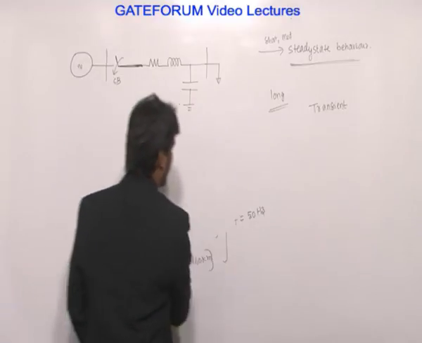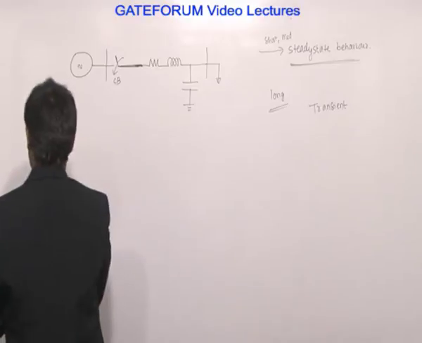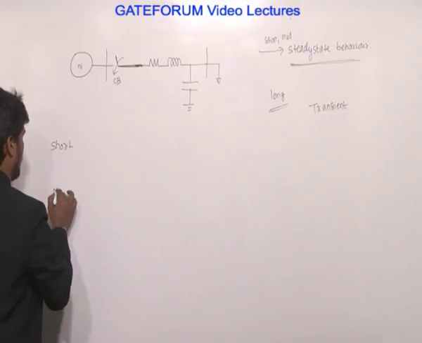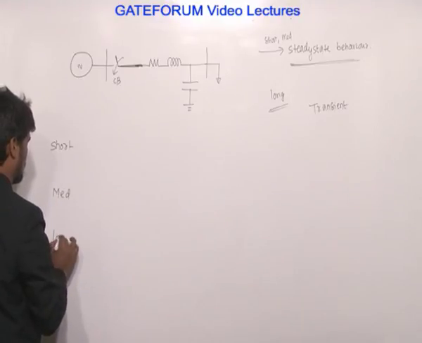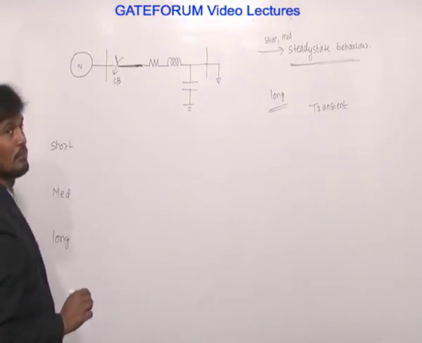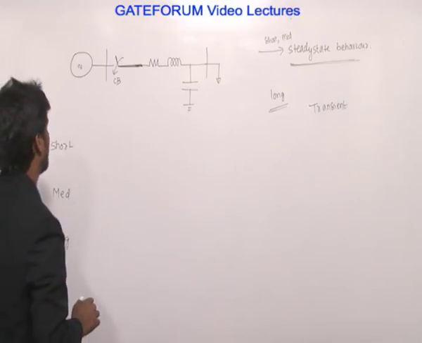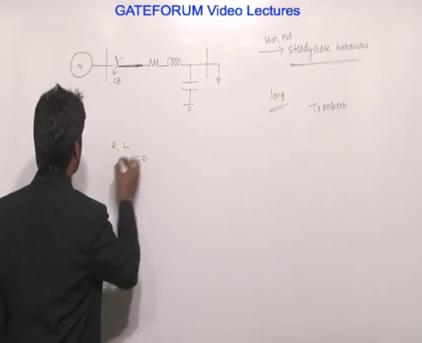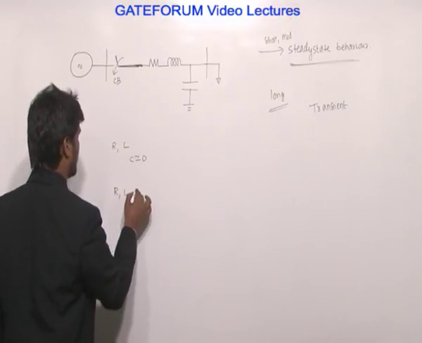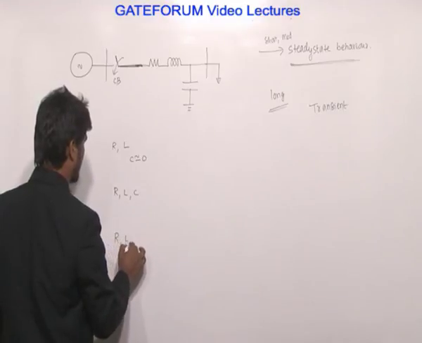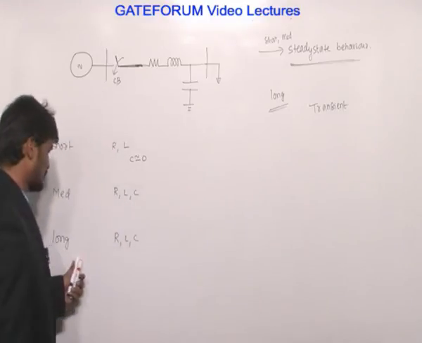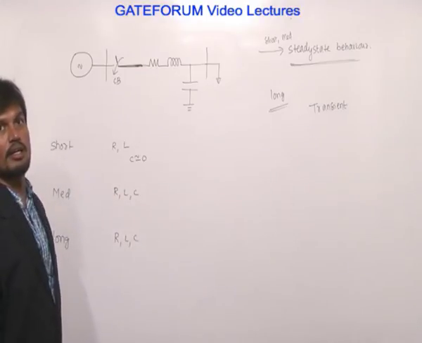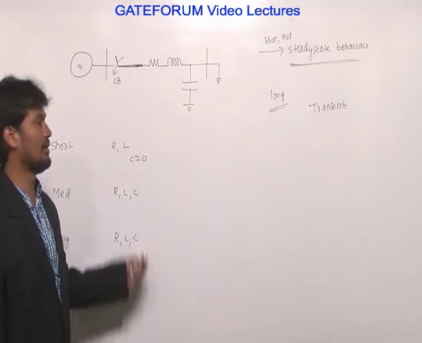Therefore, it is short transmission line, medium transmission line, long transmission line. In a short transmission line, only R and L elements are represented, and C is approximately 0. Medium lines are represented as R, L, C. Long lines are represented as R, L, C.